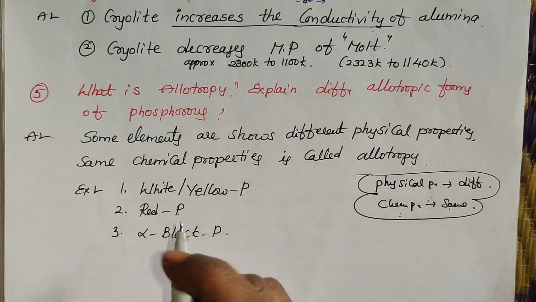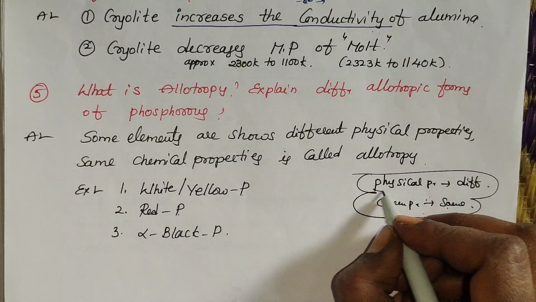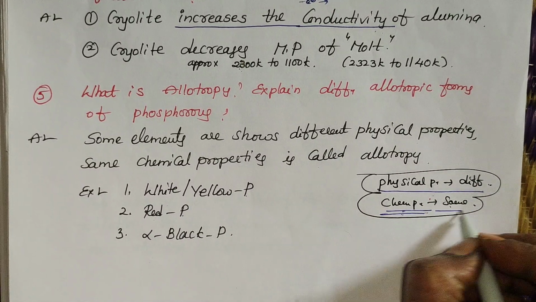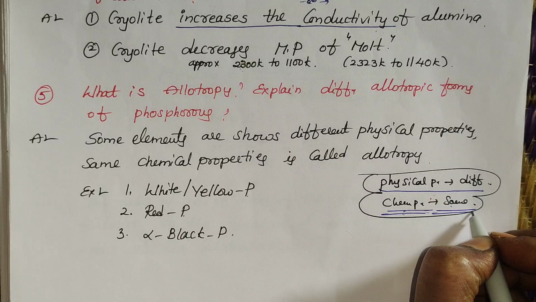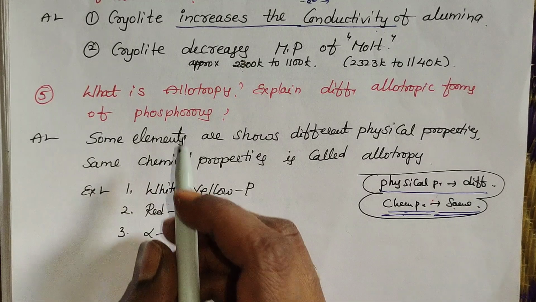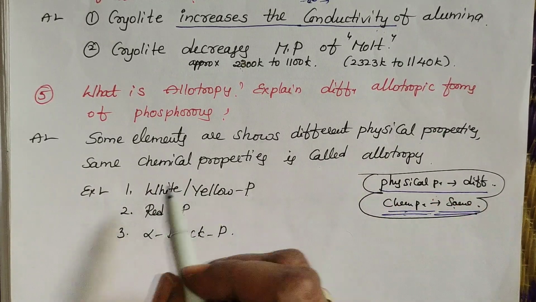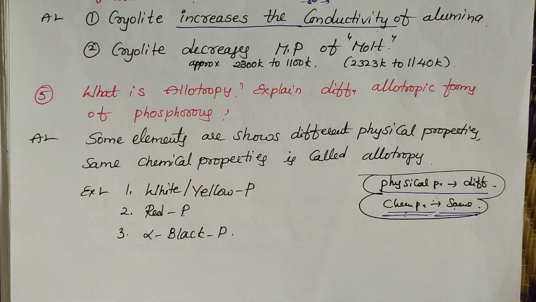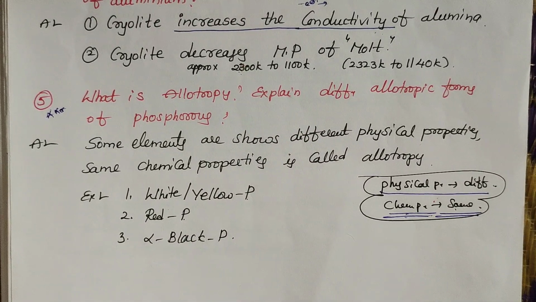Allotropy means physical properties are different but chemical properties are the same. So that is known as allotropy. Examples of allotropy of phosphorus: white, red, black phosphorus. Okay, it is also an important VSAQ.